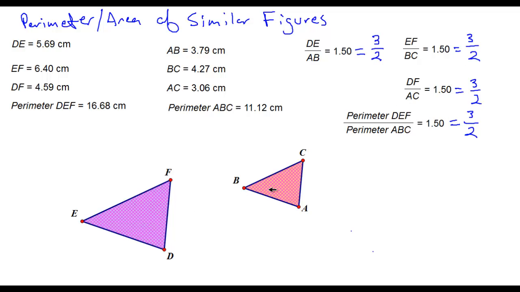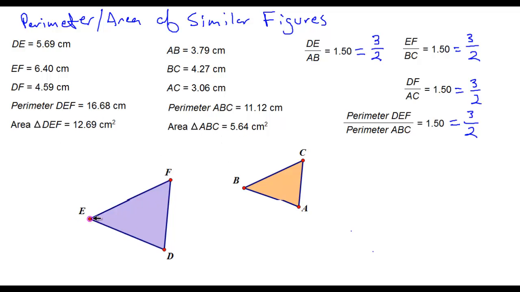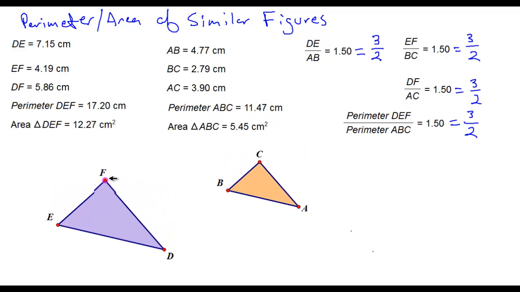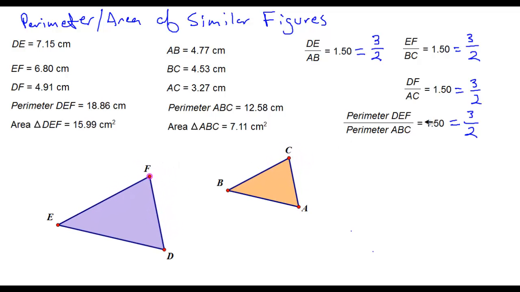So if I talk about the area of these two triangles, that means all the space in between the segments and the points, all this space inside here. I can measure those areas here. The area of triangle DEF is 12.69 centimeters squared, and the area of triangle ABC is 5.64. Keep in mind, these are all linked together. As I change this triangle, the area calculates, the perimeter calculates, and you'll notice that the perimeter ratio never changed either, just like the side length ratios.